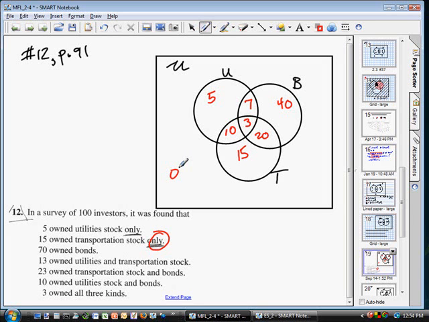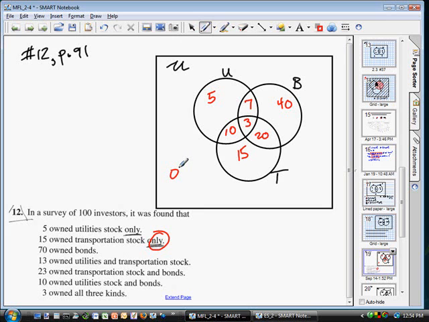What's question B? How many investors owned utilities and or transportation? The fact that they put and or means it's both together. So how many are in the utilities and transportation circles if you do a union? In other words, what's the total of all of this? 12, 15, 25, 40, 60? Yeah. Okay. And what's the last question?